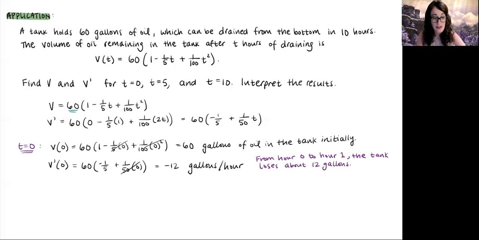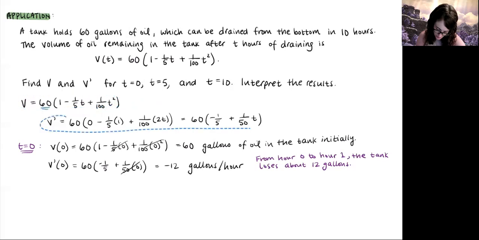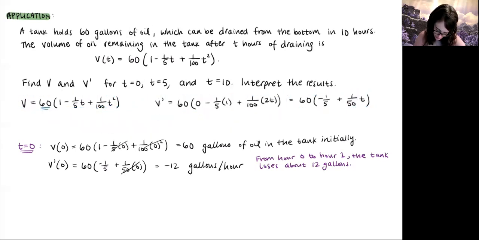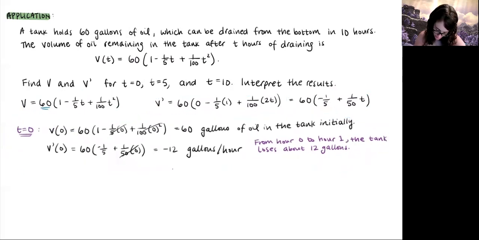That is how we interpret the derivative. And we'll be doing a lot of this. So this is a bit of a first time for us doing this. Let me just make some space here so we can do this all at once. So there's V and V prime. Okay, I'm just going to highlight these so they don't get lost in our work here. So in the beginning, we've got 60 gallons, but in that first hour, the tank will lose about 12 gallons.